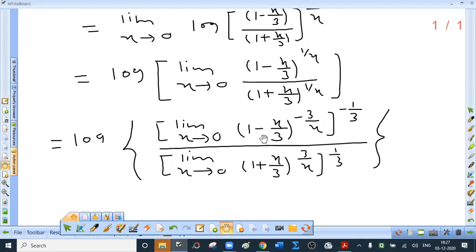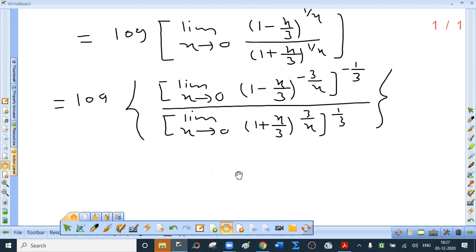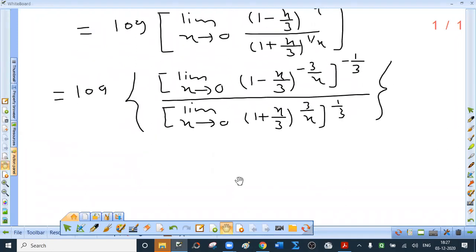You can check this. A raised to m raised to n is a raised to mn. Yes, we have written the same. In the denominator also, a raised to m raised to n is a raised to mn. Now, I can say this is a standard limit. Its value is e. So e raised to minus 1 upon 3 upon e raised to 1 upon 3.